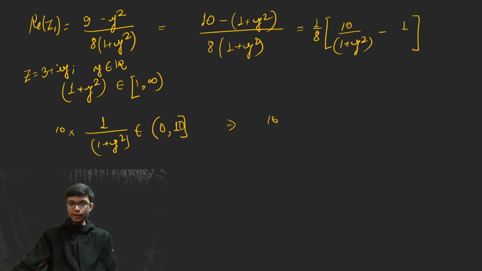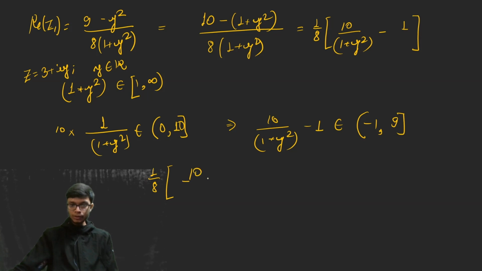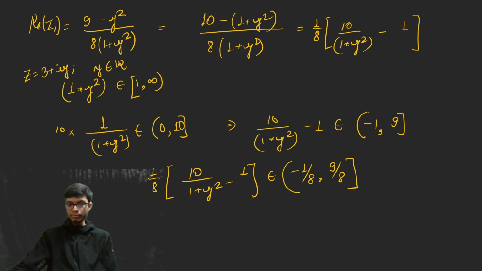And similarly, if I subtract 1 from here, it will have the interval minus 1 to 9, with 9 closed and minus 1 open. And now I just have to multiply this whole value with 8. So it will belong from minus 1 by 8 to 9 by 8, with 9 by 8 closed and minus 1 by 8 open. That means this is alpha and this is beta.